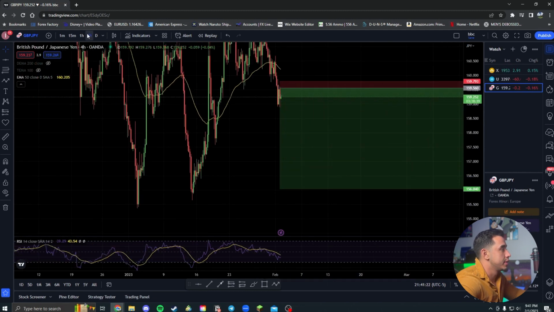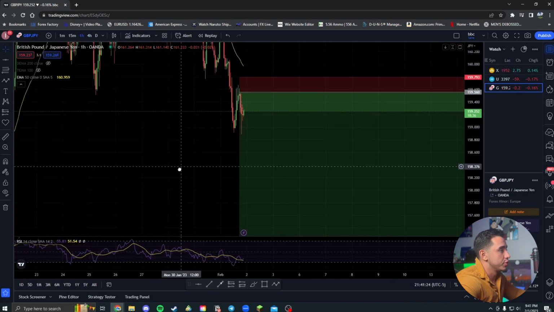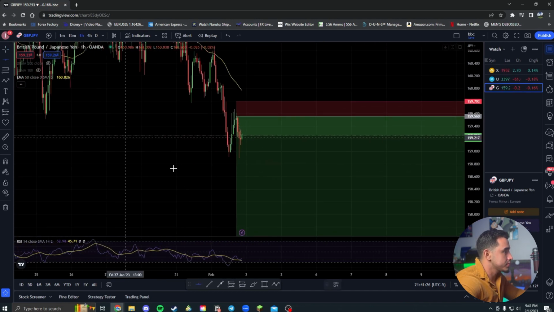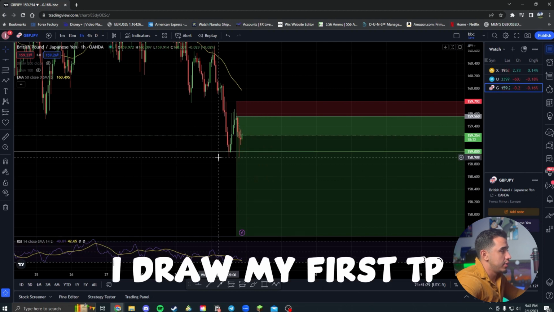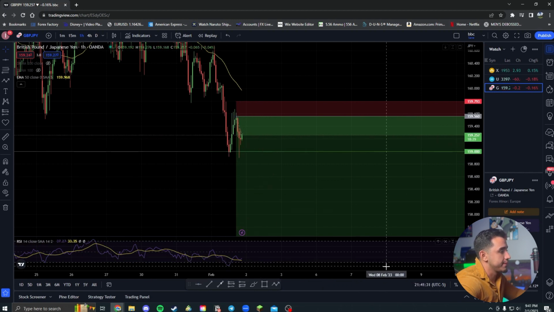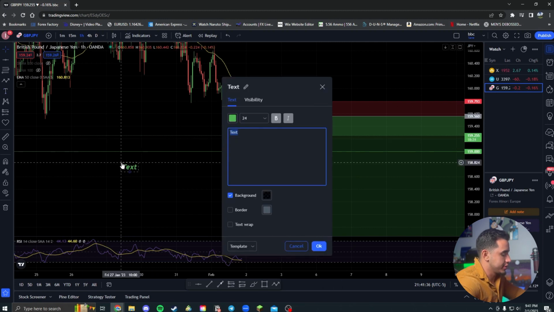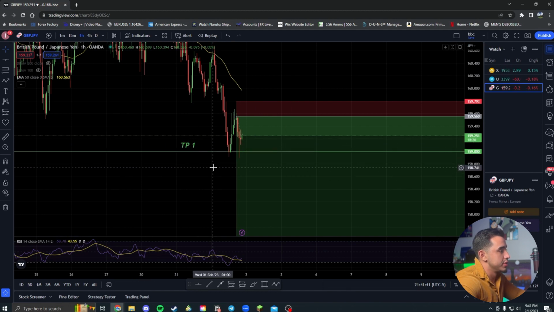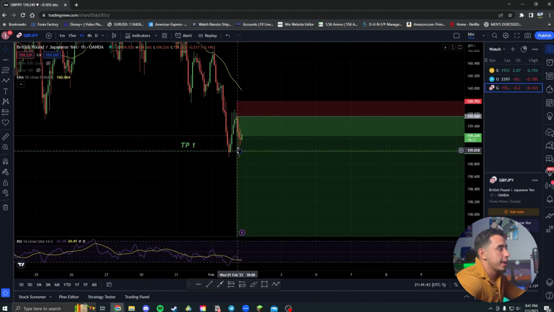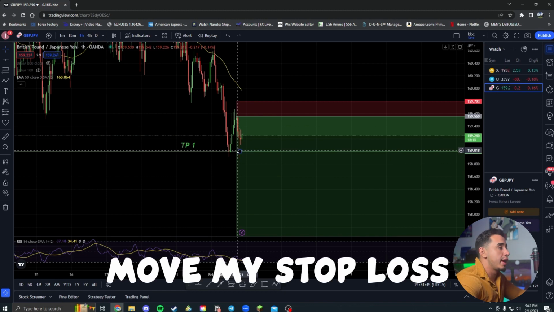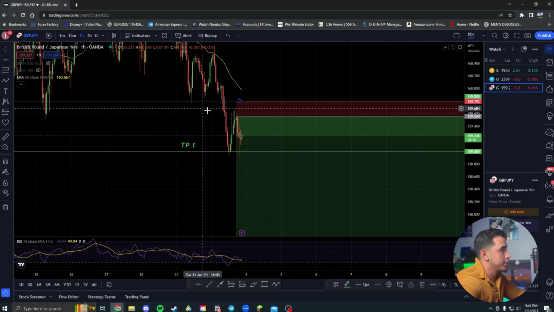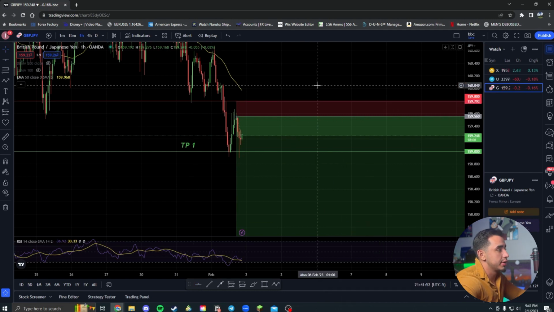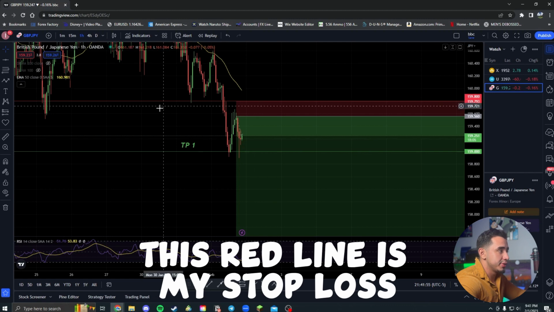Let's go back over here. I'm going to place these levels for you. So after using that tool, now I draw my first TP. Now, I know that a lot of people have misconceptions with TPs. I will just write TP 1. Beautiful. Now with this TP 1, the moment I see price get here, I'm like, hey, I'm well into profit to where I can afford to move my stop loss, which is all the way up here. Let's make this red so you guys can see it all nice and pretty. This red line right here is my stop loss currently.